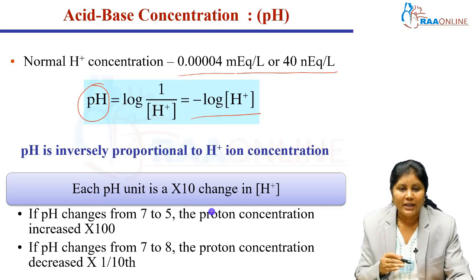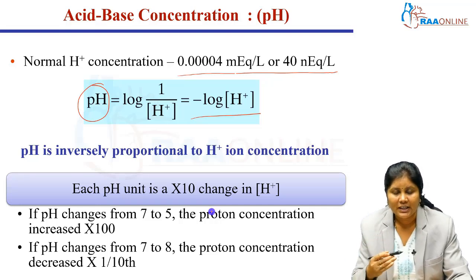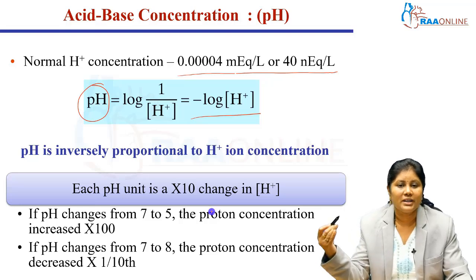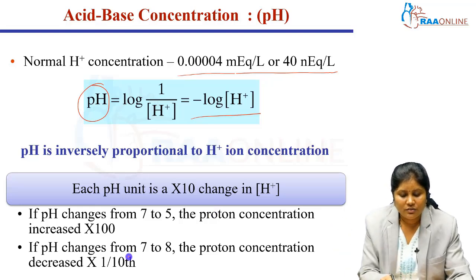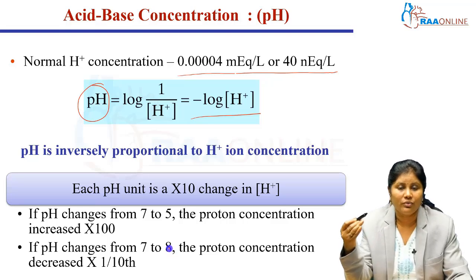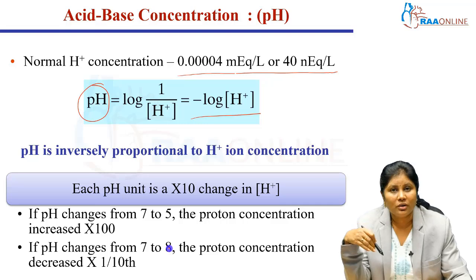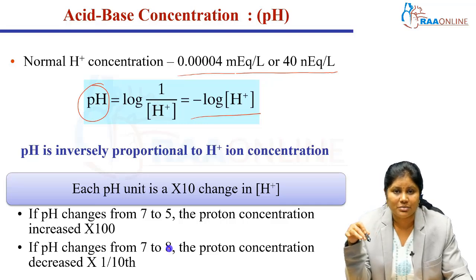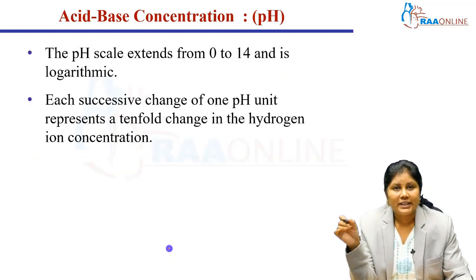So if the pH changes from 7 to 5, that is, it is decreased, then the H plus ion increases by 100 times. If the pH changes from 7 to 8, that is just one unit of increase in pH, then the proton concentration decreases by 10 times. Okay, so it is a scale.